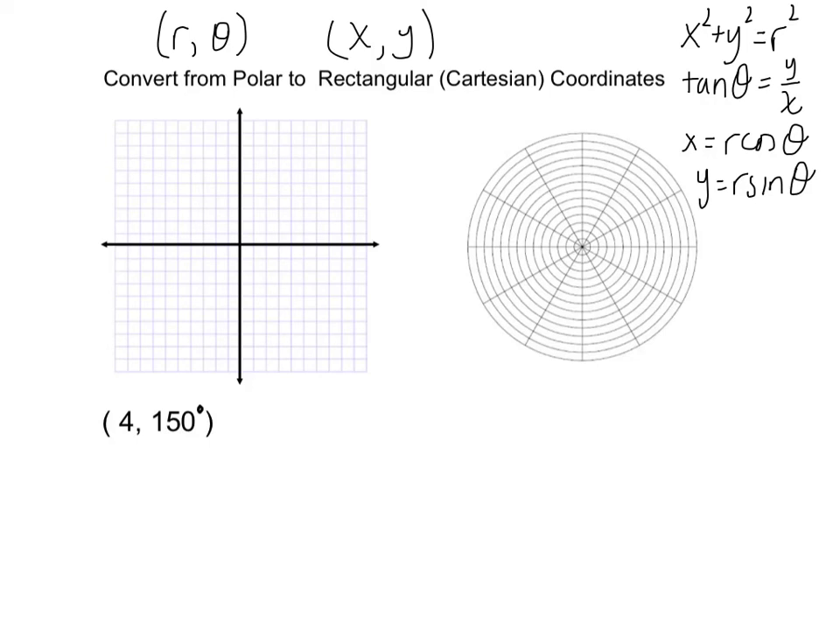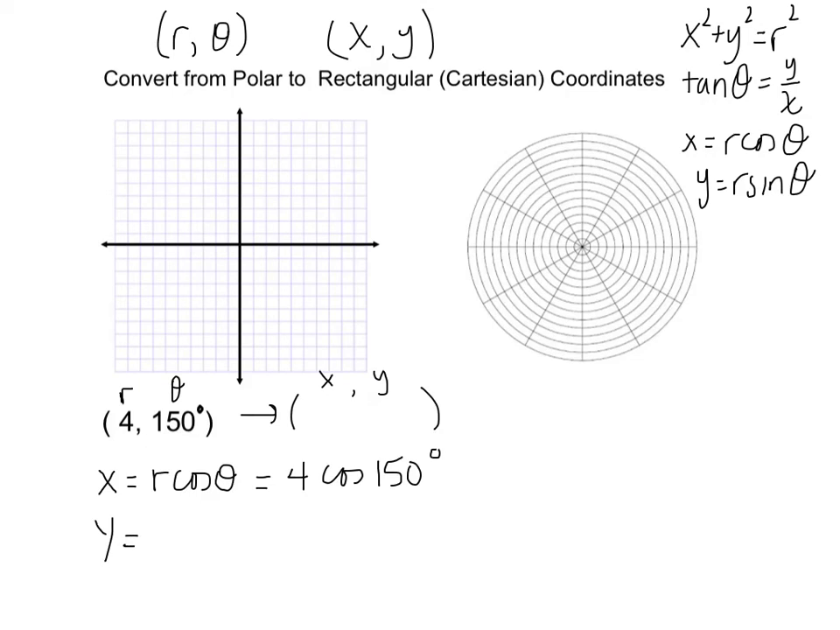So there we go. So I have (4, 150 degrees). These are polar coordinates, so I have r and theta, and I need to convert it to x and y. So I'm going to do both of these. So x is going to be equal to r cosine theta, which is equal to 4 cosine of 150, and y is r sine theta, which is 4 sine of 150.